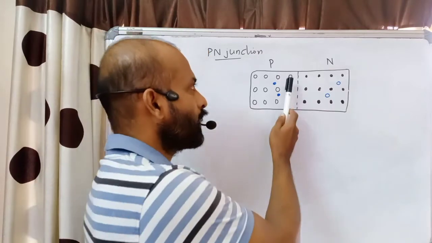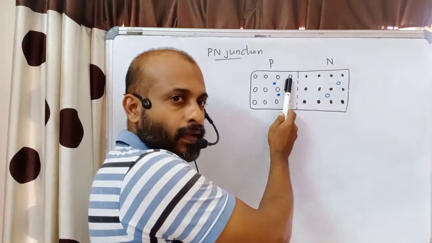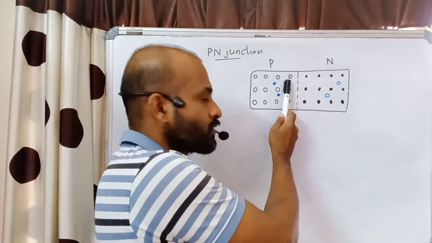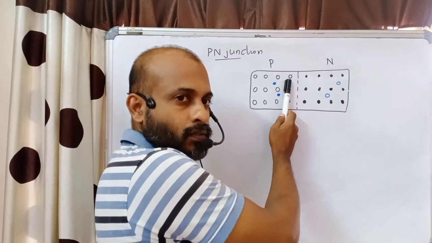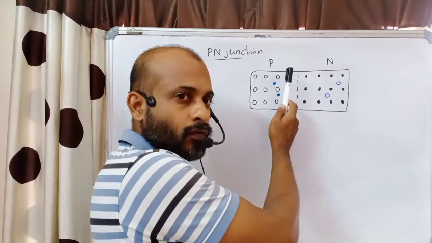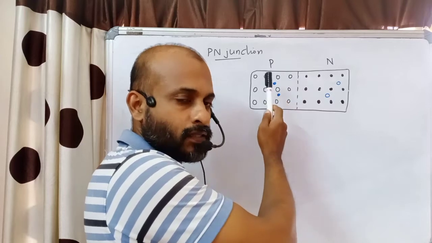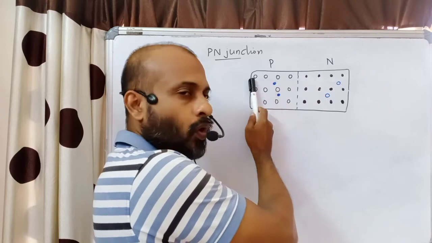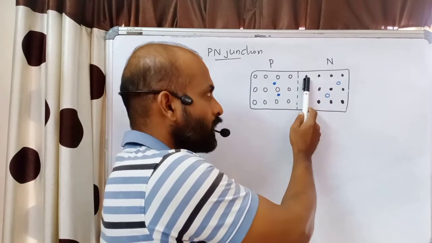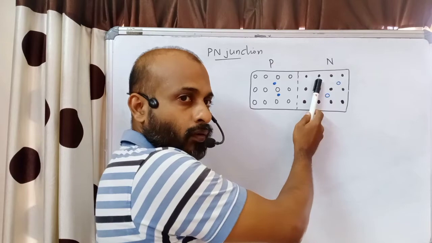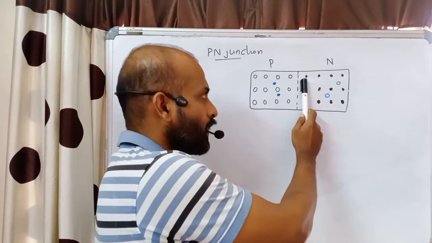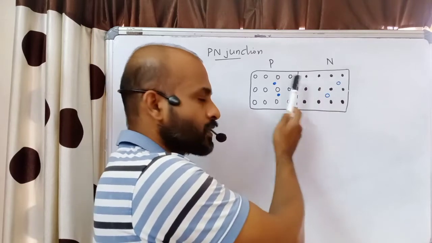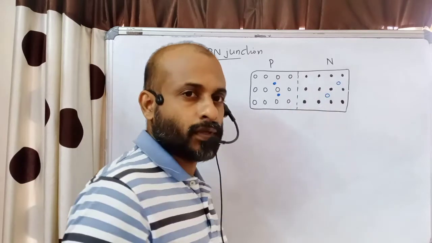Okay. Here, in addition to the holes, there will be negative ions, that means acceptor ions. Because here we have a hole, along with each hole there will be an acceptor ion, for example a boron ion. Along with each electron, there will be a donor ion, for example arsenic. That is not shown here. After the basic process, we will show the acceptor and donor ions.